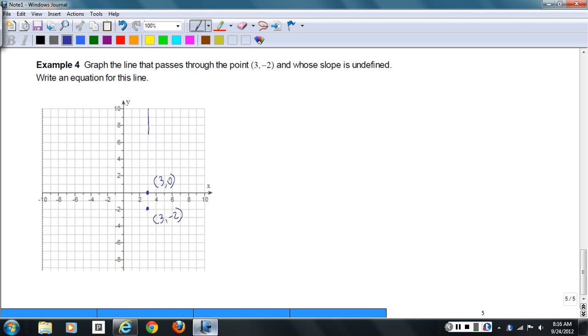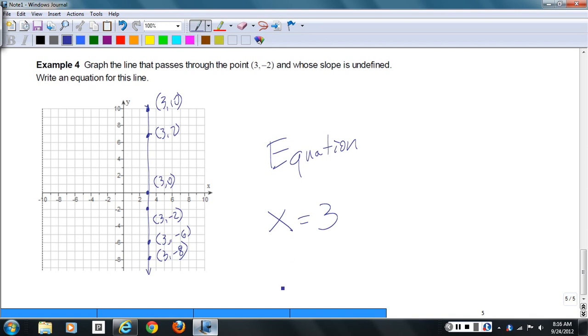I'll go ahead and sketch the graph, connect the dots. We know it's vertical. Could have also gone with (3, negative 6), or (3, 7), (3, 10), or (3, negative 8). A lot of possibilities, points on this vertical line. If we were to write an equation, we just observe what all the points have in common. And all the points have what in common? 3 is the x-coordinate. There we go.